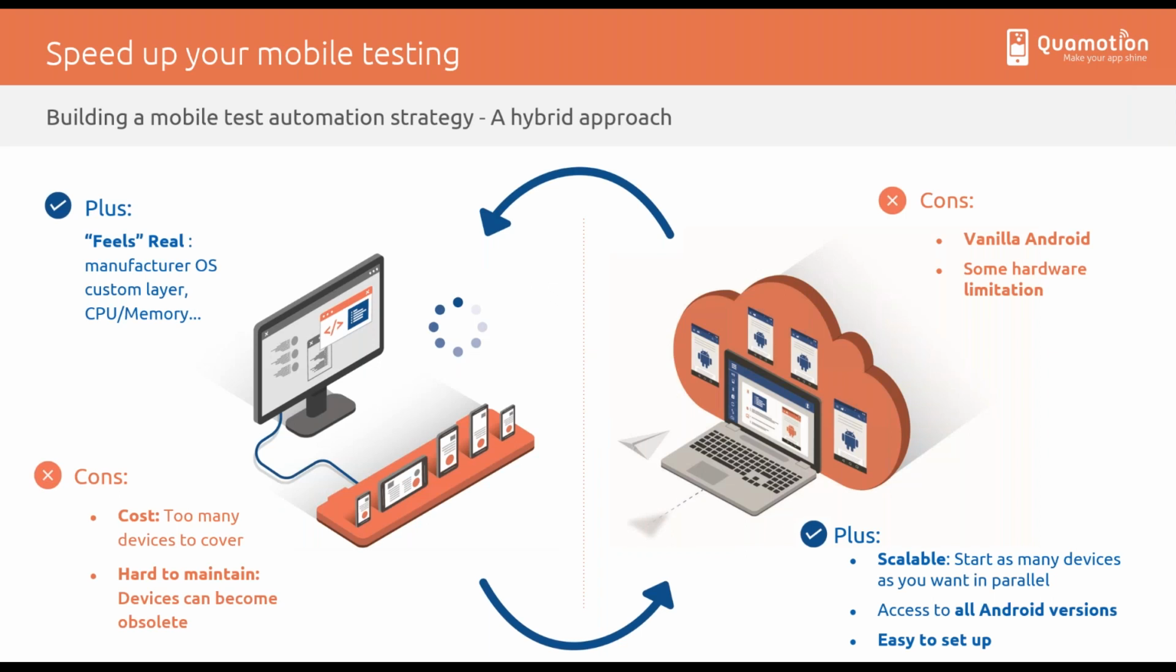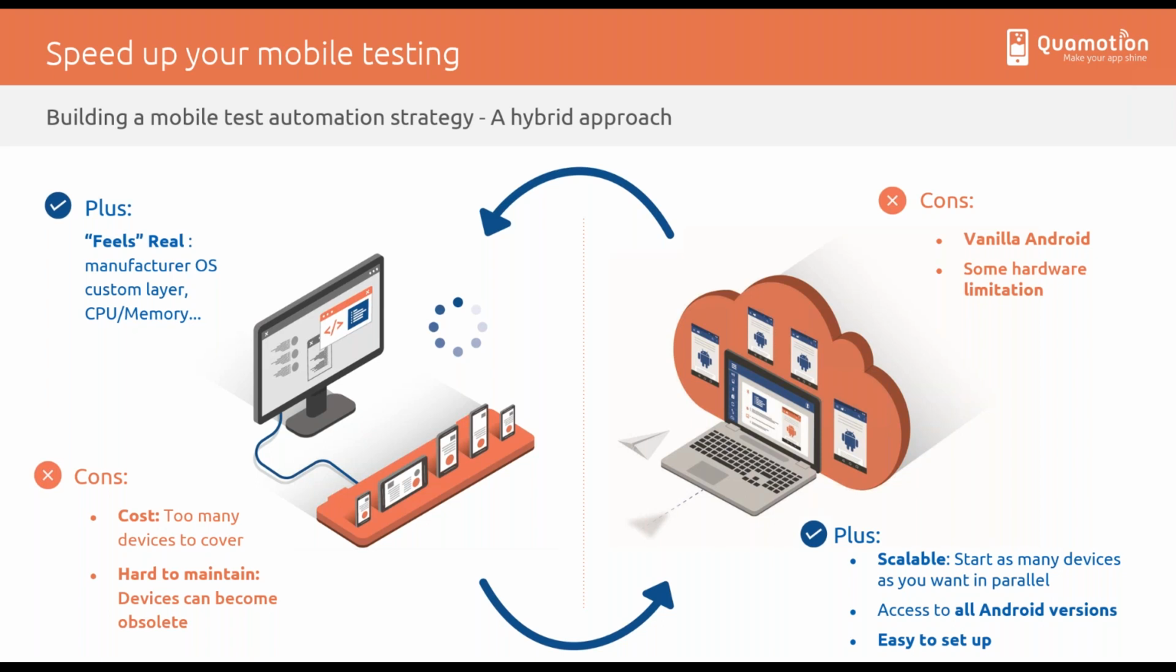So here we'll see why it is important to have a hybrid strategy, because we think that testing on both virtual and physical devices is really valuable, and they complement each other. So that's why we decided to partner with Quamotion, who at first only had physical devices on the cloud.